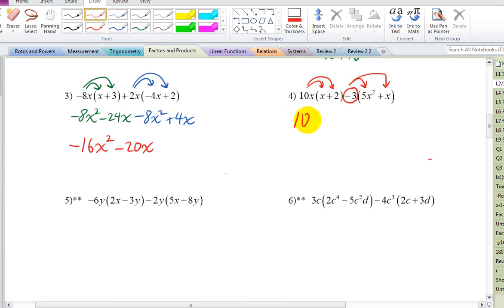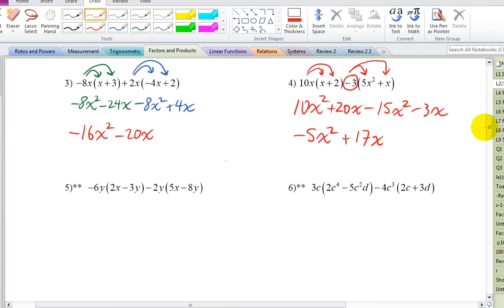Okay, so here we have 10x squared plus 20x minus 15x squared minus 3x. Altogether, we should have negative 5x squared plus 17x. Is that correct? Good. Hands up if you got that. Perfect. Okay. So now we're into a little more challenging ones.